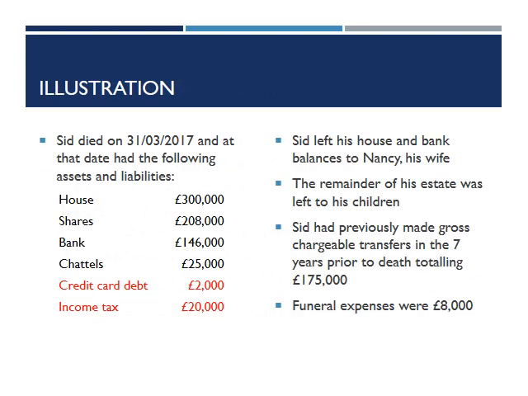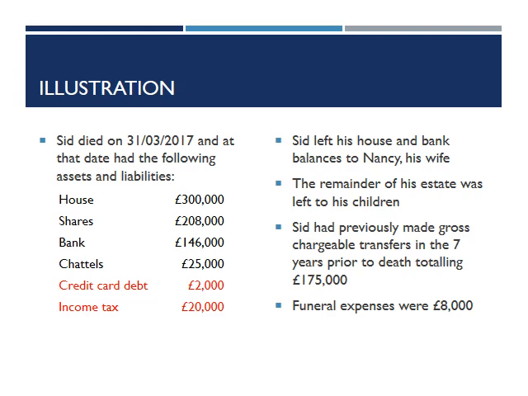So let's have a look at an illustration. We have Sid, who died on the 31st of March 2017, and at that date he had a variety of assets and liabilities: a house, shares, bank, chattels. He owed a credit card company some money, as well as some income tax.